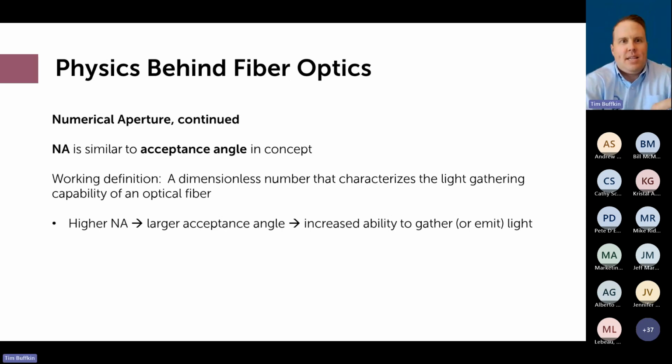So NA is similar to acceptance angle in concept, right? Your working definition of numerical aperture is that it is a dimensionless number that characterizes the light gathering capability of an optical fiber. What that means is the higher the numerical aperture is, the larger the acceptance angle is. Therefore, you have an increased ability to gather or emit light. Okay, still following me? Perfect.